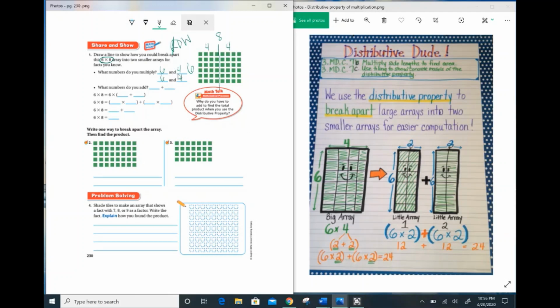So we know that we're adding. We know 6 times 4 equals 24. 6 times 4 again equals 24. So we're adding 24 plus 24. So 6 times 8 is also equal to 6 times 4 plus 6 times 4, because those are the numbers that we broke the 8 up into.